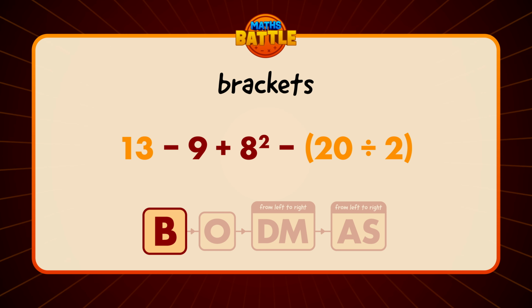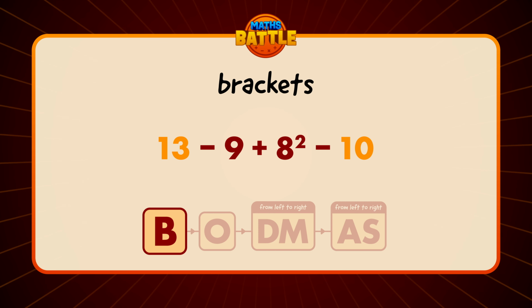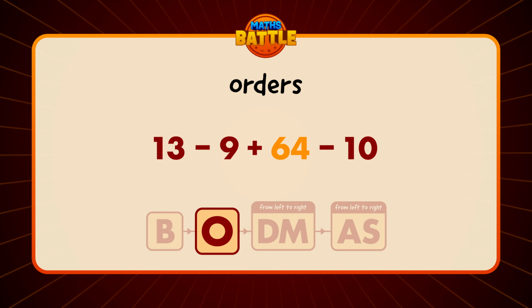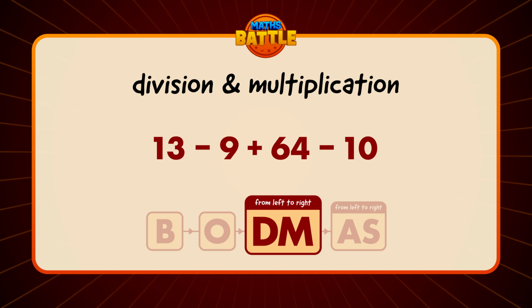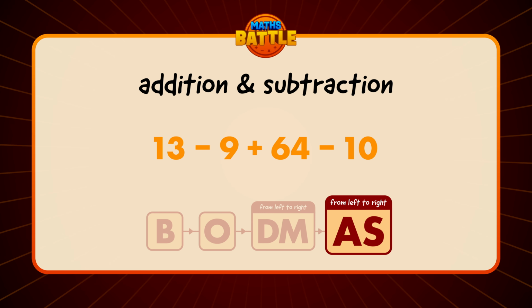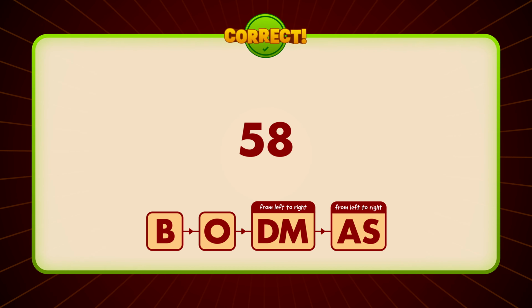Now the next set of brackets. 20 divided by 2 is equal to 10. Next is O, orders. 8 squared is 64. There's no division or multiplication left, so finally it's AS, addition and subtraction, from left to right. I'll start by doing 13 minus 9 to get 4, then 4 plus 64 to get 68, and finally 68 minus 10 to get 58.